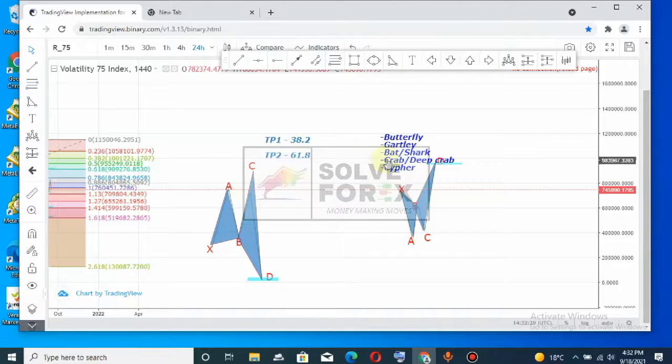And then crab and deep crab. Crab pattern, normal crab, it's 618 on an apex on your B point. And then the deep crab on your B point is 886. That's the only difference. And then the cipher, I won't go into the cipher that much because I don't use it that much. I only get it maybe once in a month or once in 2 months. I need a special time to explain the cipher because it's a little bit difficult for beginners.